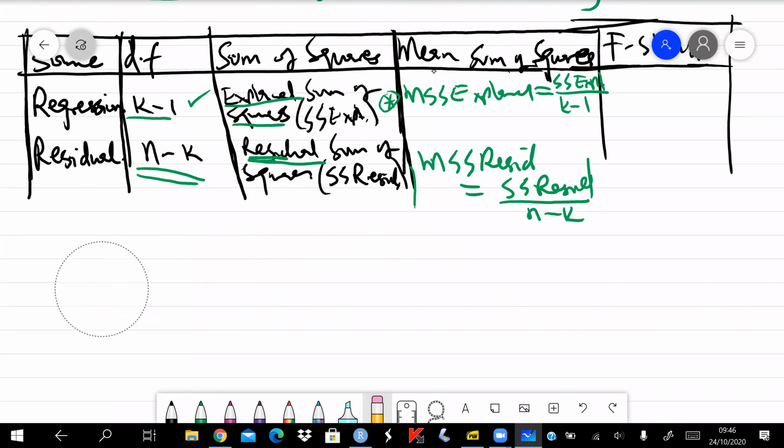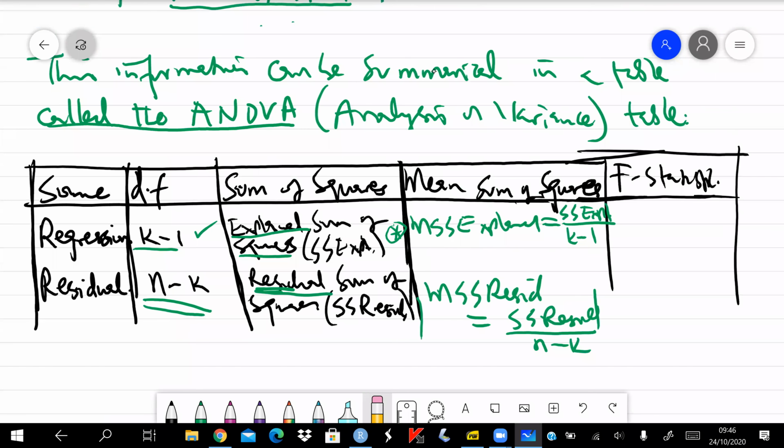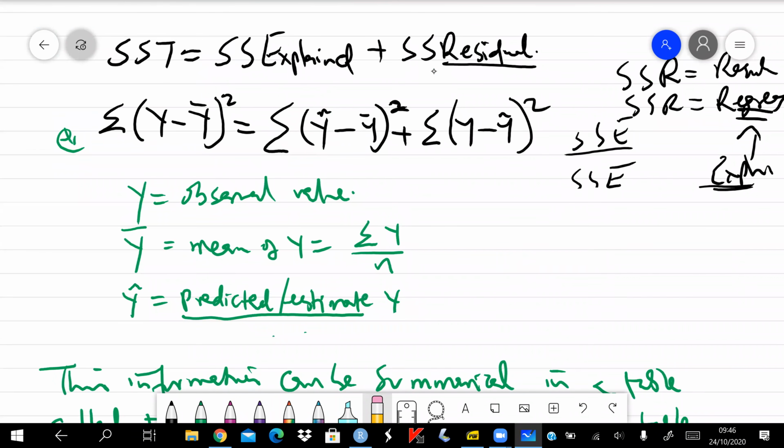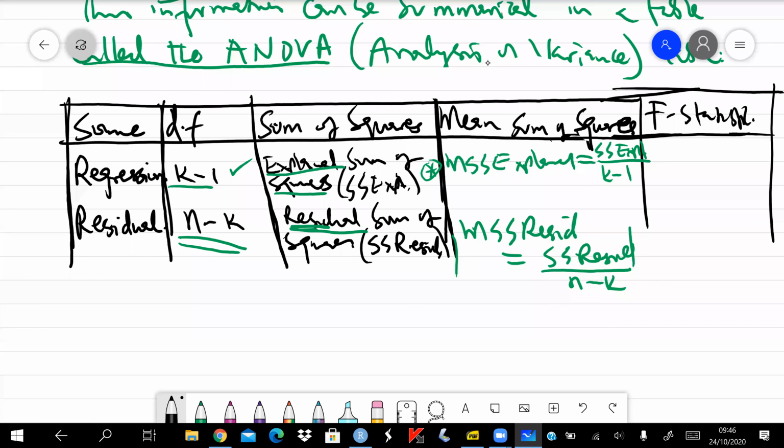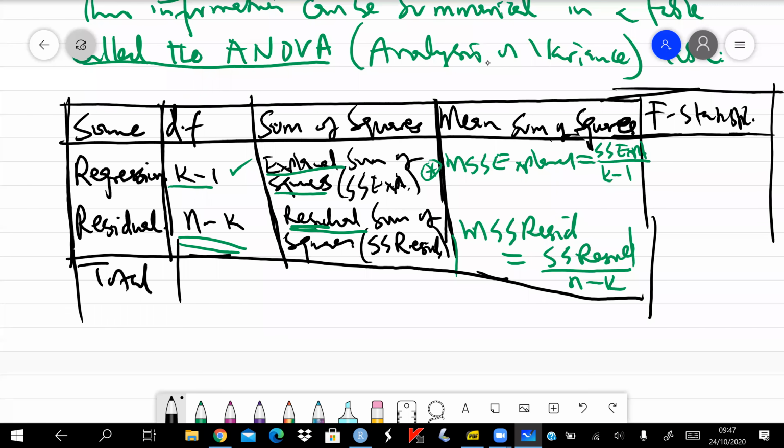From the expression above, we have already captured this. This is the explained sum of squares. This is the unexplained sum of squares. So when you combine the two, you'll get the total sum of squares. So we can have another row here, and the table can stop there. Then here we can have the total sum of squares.